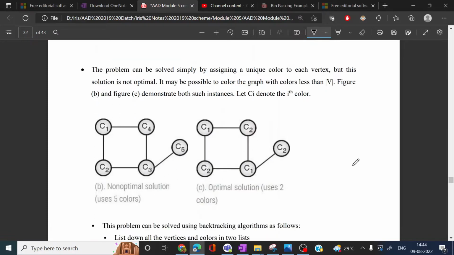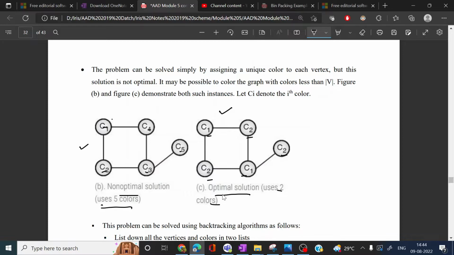In this problem the constraint is that no two adjacent vertices have the same color. So here, there are 5 nodes in this graph, so if we use 5 colors, then each node has a different color. So no two adjacent nodes have the same color, but it is not an optimal solution. We have to find the minimum number of colors. But see this graph. Using only 2 colors, this graph is colored without adjacent vertices having the same color. So this is the optimal solution for this one, and it uses only 2 colors.